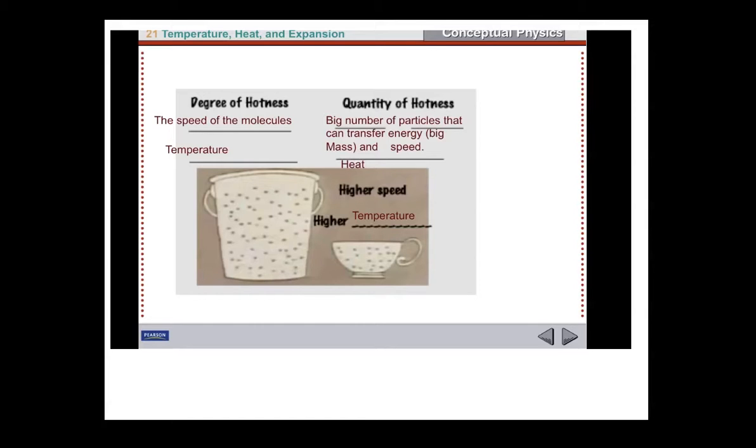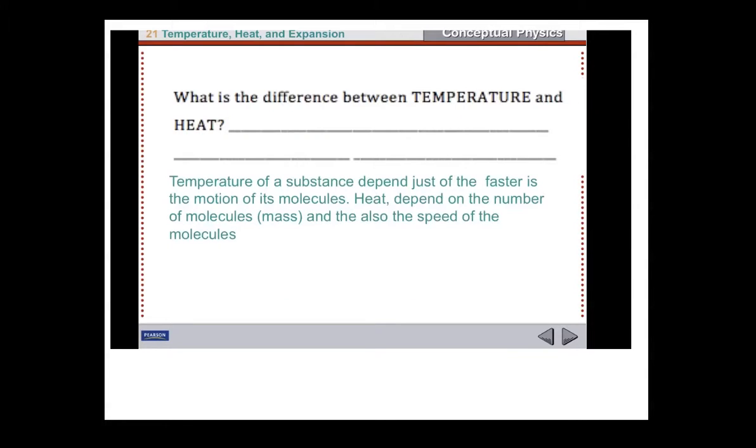High speed, high temperature. Small temperature, okay, but the big bucket has higher capacity to transfer heat because you have more molecules. Okay, what is the difference between temperature and heat?